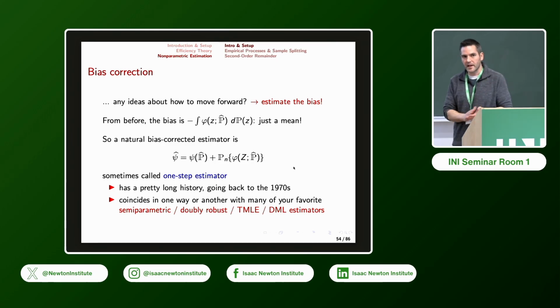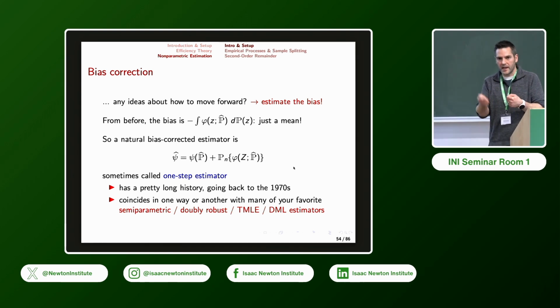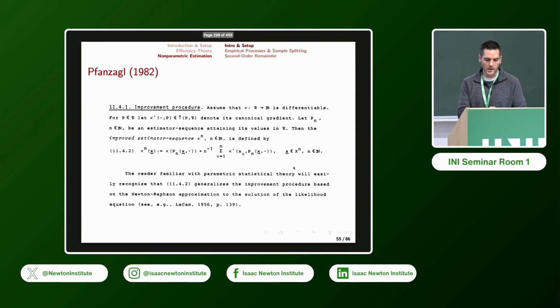Okay, and so this is exactly what I meant when I said that this expansion gives us a recipe for constructing estimators, because it's telling us something about the plug-in bias, and then we just estimate it and subtract it off. And this also is in the van der Vaart text from the 80s. Here's this one-step estimator. It's the plug-in right here, and then some sample average of the derivative term in that expansion.